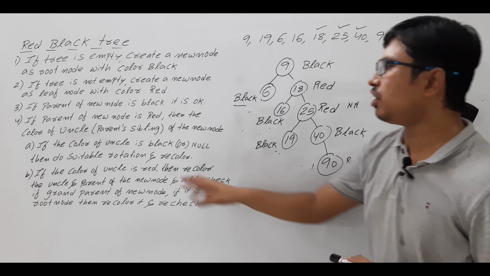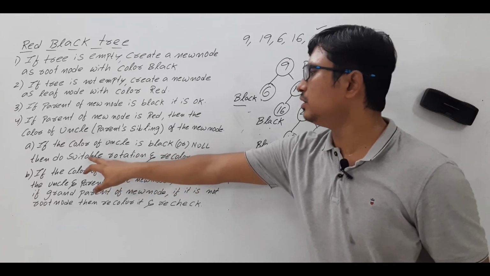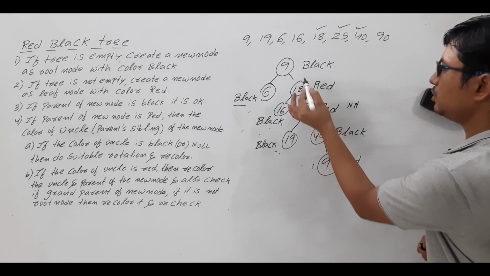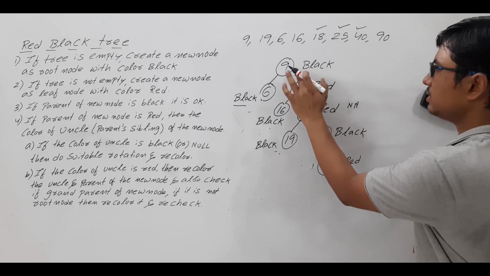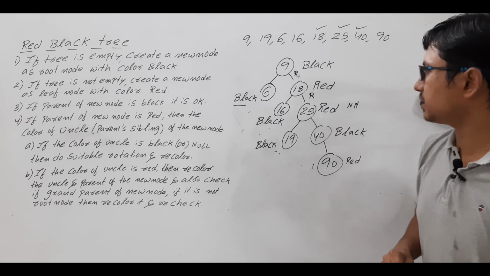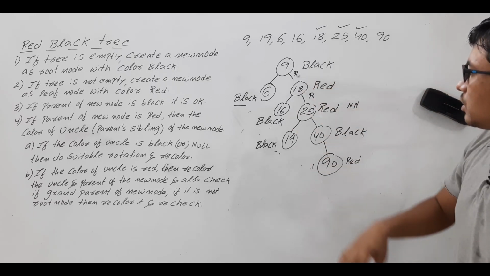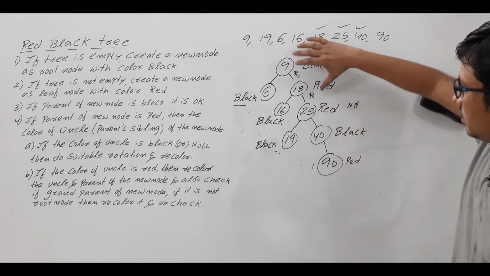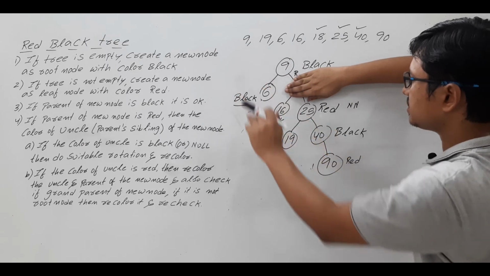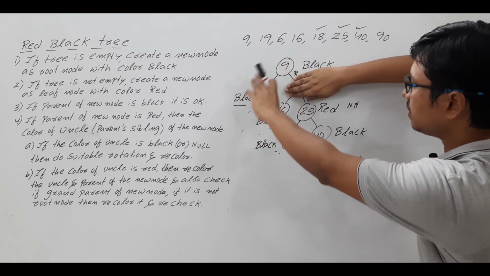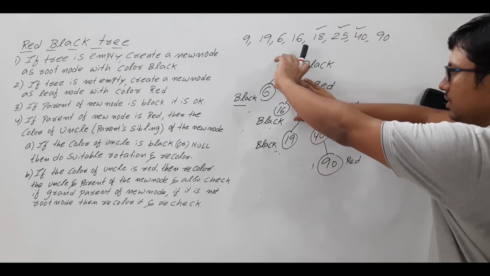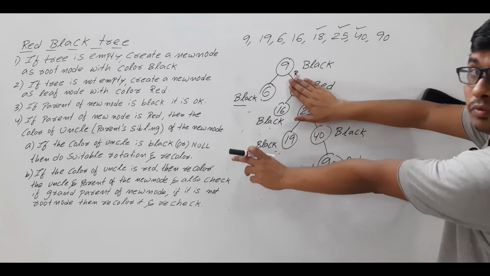If the color of the uncle is black or null, then do the suitable rotation and recolor. Suitable rotation means this is the new node, and this is R and this is R, so you need to do the RR rotation. Okay, if I do the RR rotation, how does it look? Which one will I hold? I will hold this 18. If I hold this 18, then this 9 and 6 will come to the left side. Am I right or wrong? If I am doing the RR rotation, then 9 and 6 I need to move to the left side.